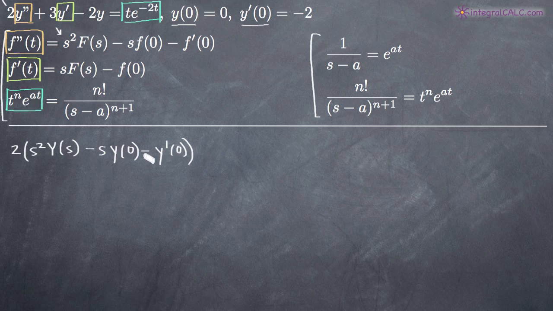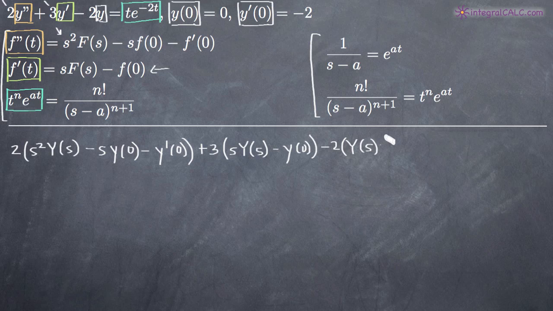Now notice here we have y of 0 and y prime of 0. We're going to be able to use our initial conditions in a second to plug in the values 0 and negative 2, but we'll get to that in a second. So now we've got plus 3, from my original function, plus 3 times what we've got in our second formula: s times capital Y of s minus y of 0. And then finally minus 2 times, and when we plug in for y, we're just going to do capital Y of s. Alright, so we've made all our substitutions on the left-hand side.